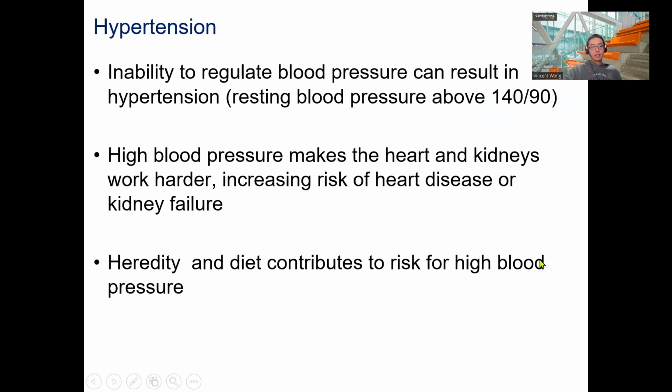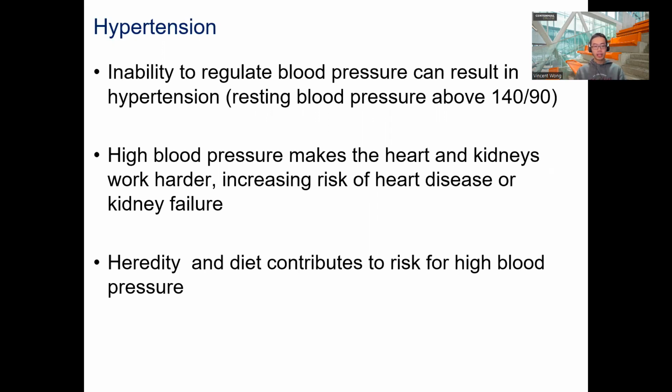Okay, so we talked about hypertension already. Like I said, hypertension means high blood pressure. And like I said, we have our own mechanism in the body to bring the blood pressure back down when it's too high. But when those mechanisms fail, or I should say, when those mechanisms are not enough to bring it back down to normal, then the person would have hypertension.